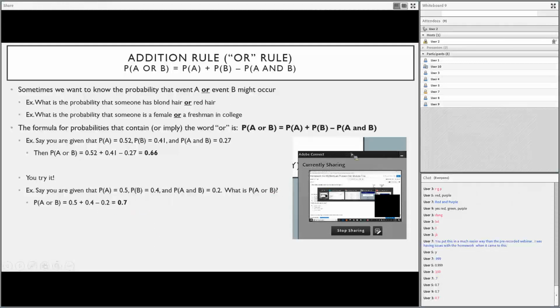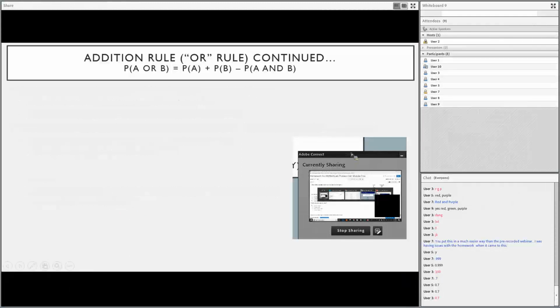Yes. So the probability of A or B in this case is 0.7 because I took the 0.5 plus the 0.4 minus 0.2, which is equal to 0.7. So simple as that. We just apply the formula and plug everything into the right place. Okay, let's keep going. So again, here's the formula up here at the top for reference.